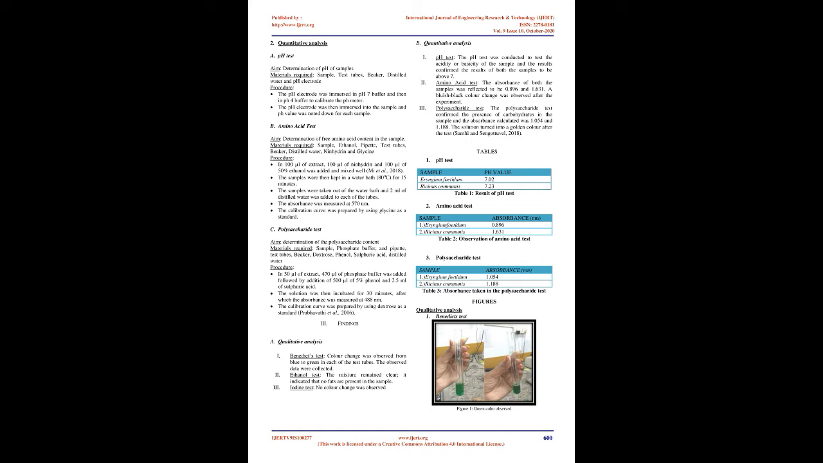Materials and methods. Preparation of the extracts. Eryngium Foetidum. For sample preparation, 2 gm of the sample was added in 20 ml of water to make stock solution. Ricinus Communis. For sample preparation, 2 gm of the sample was added in 20 ml of water to make stock solution. Procedure. 1. Qualitative analysis.